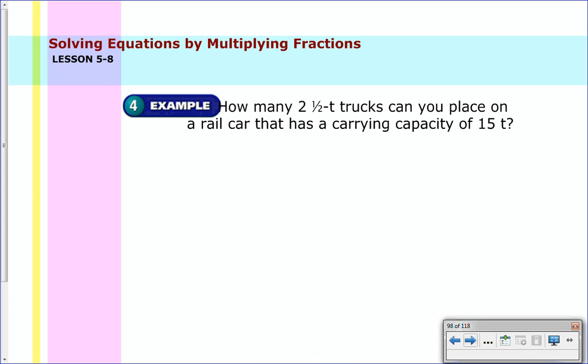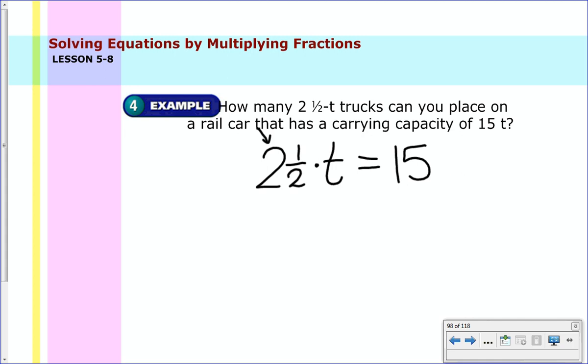How many 2.5-ton trucks can you place on a rail car that has a carrying capacity of 15 tons? So here, we need to write an equation. All right, we know that each truck is 2.5 tons. We need to know how many of those can be on a rail car if it total holds 15 tons. So if we wanted to write this as an equation, we'd have 2.5, because that's the weight of every single truck, times T, because we don't know how many we can hold, and that's going to equal the capacity of 15 tons.